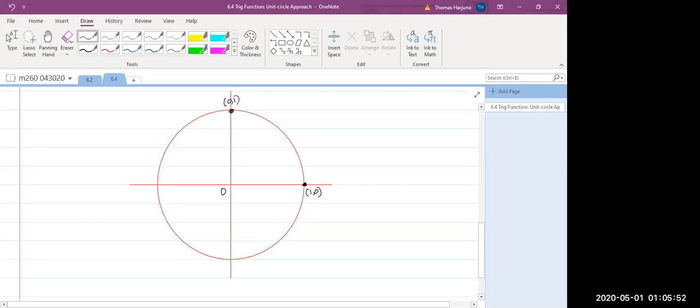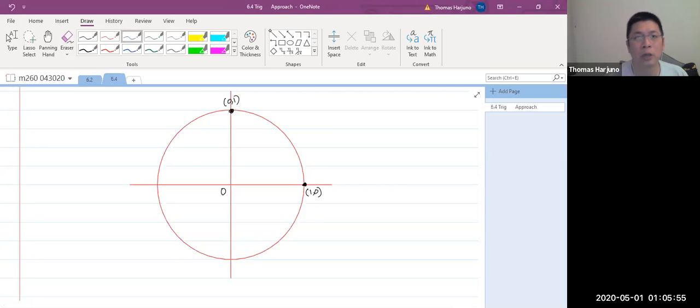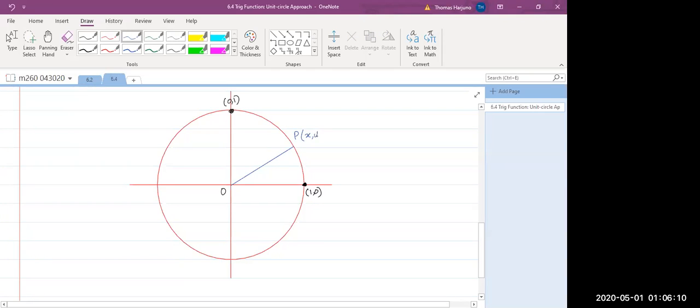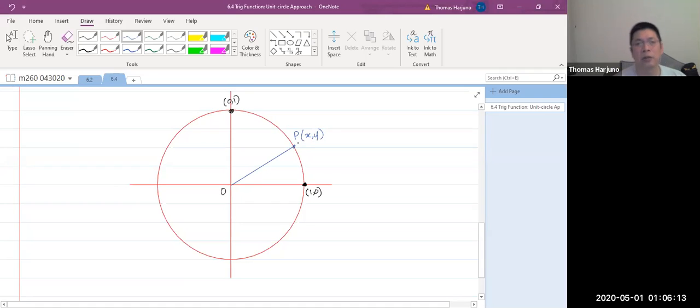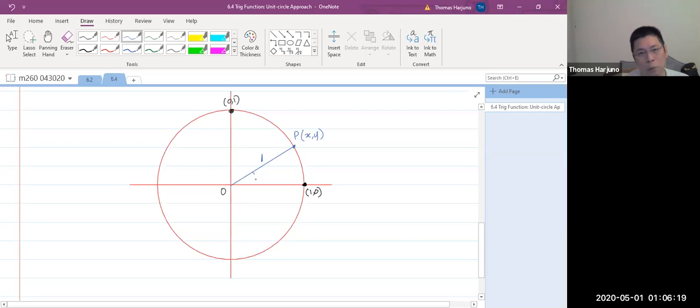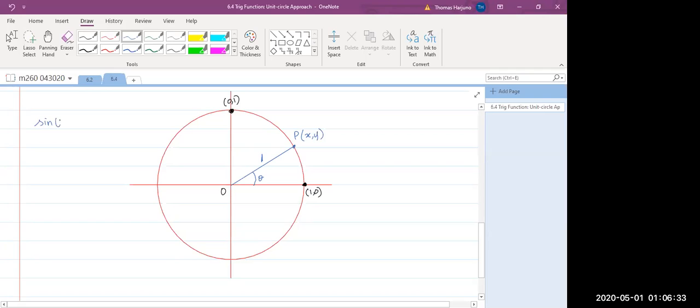Yes. Now, suppose I draw a line from the origin to one of the points on the circle. Just like before, this coordinate is coordinate x, y, right? However, this time the radius is 1. Now, suppose this is angle theta. Now, according to the theory we have last time, what is sine theta?